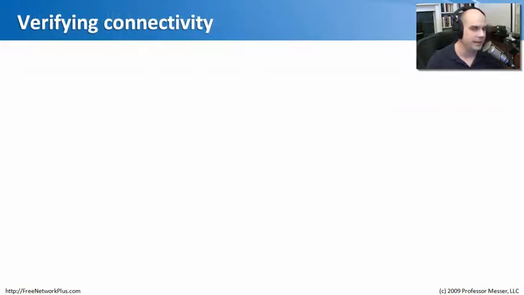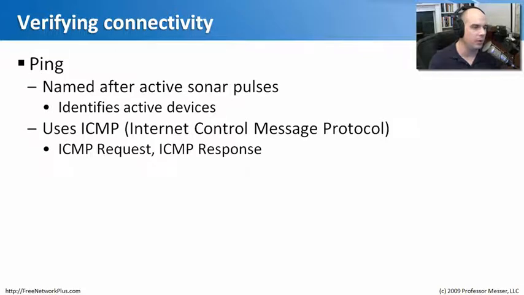Let's start by discussing how we could just make sure that we've got the connectivity that we need to work on the network. So a very common way to verify connectivity is with a program called Ping. You've probably done this before. The program Ping was named after active sonar pulses, where sonar was sent out, and if you got a bounce back from that device, you knew that device was there. And it works exactly the same way.